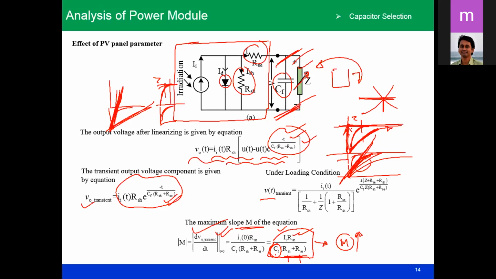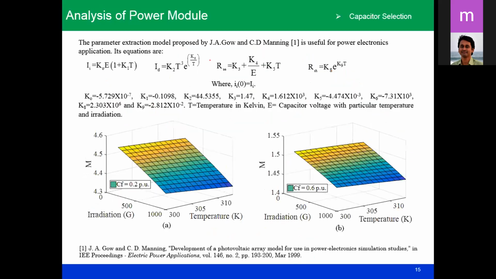Now, going for a parameter extraction model, this paper is a very fundamental paper. It was published in 1990. I have actually used this model. It is dependent on temperature and voltage. E here is the voltage. The output capacitor is mentioned here. All these values are mentioned, and you can find them in this paper. So I have used it in the model.